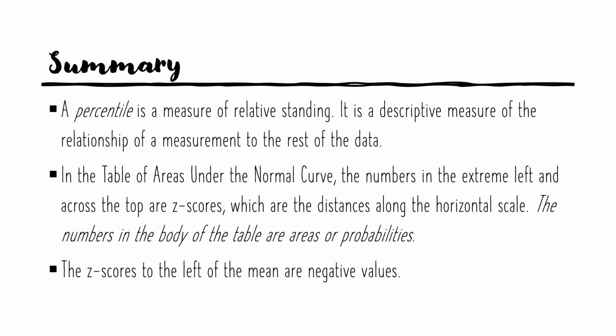The z-scores to the left of the mean are negative values, while your z-scores to the right of your mean are positive values.